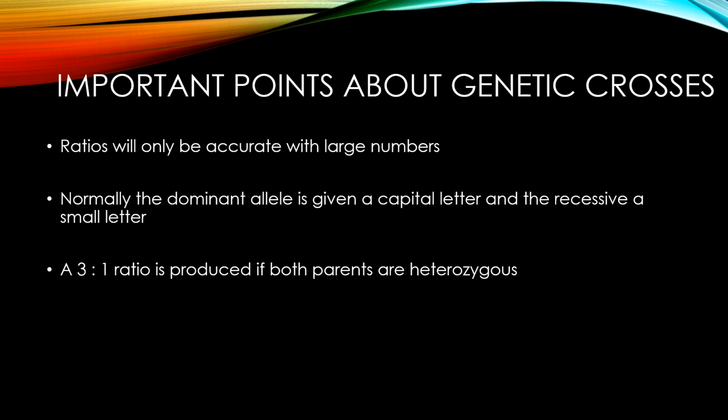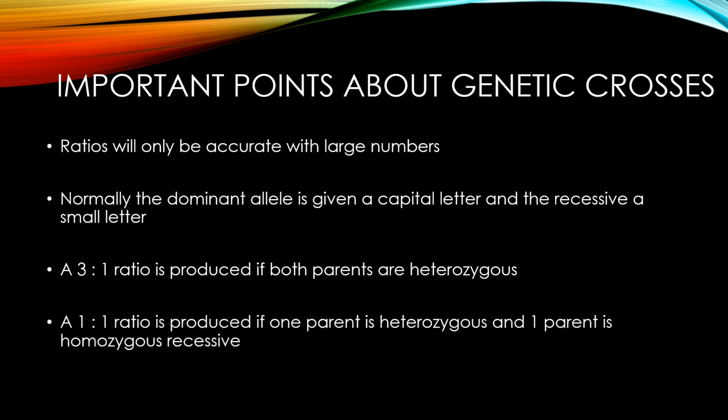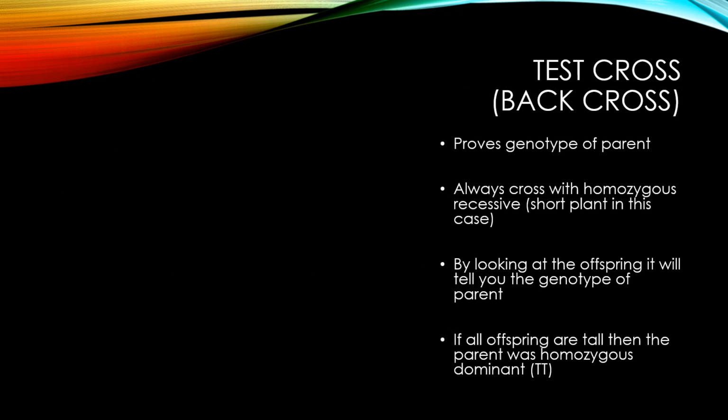You get a 3-to-1 ratio if the parents are heterozygous, and a 1-to-1 ratio if one of the parents is heterozygous and the other parent is homozygous recessive. So if we crossed a heterozygous black furred mouse with a brown furred mouse which has two small b's, you get a 1-to-1 ratio. Okay, so you can learn ratios like that, or else, probably better, you can draw a Punnett square in the questions and work out what the ratios should be. Now something else which people find difficult is this idea of a test cross.